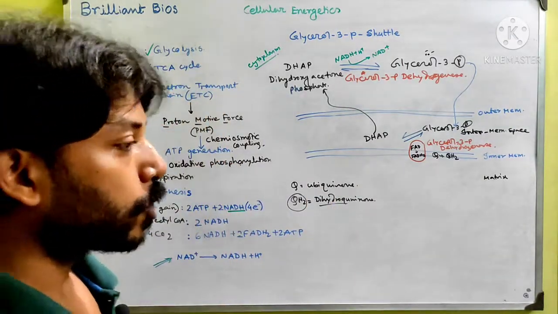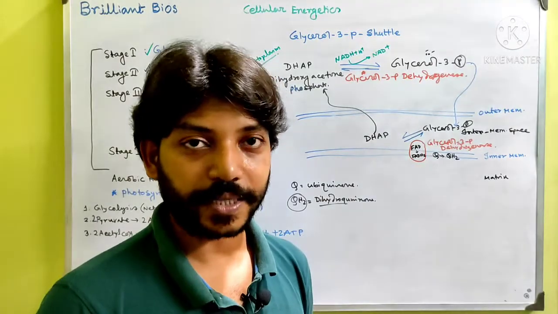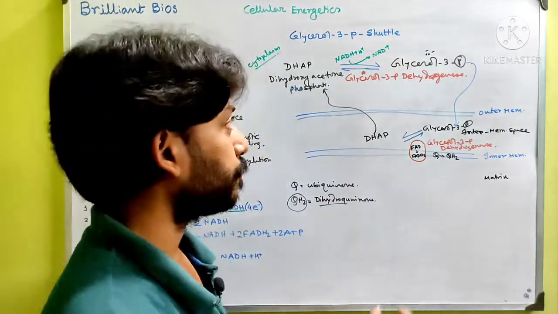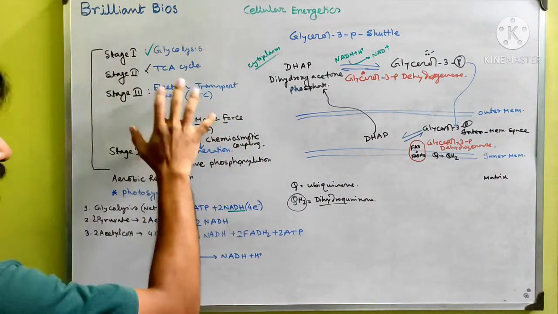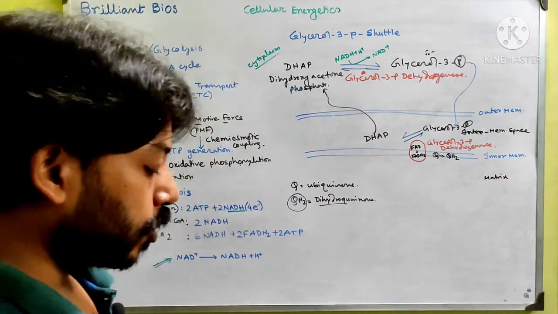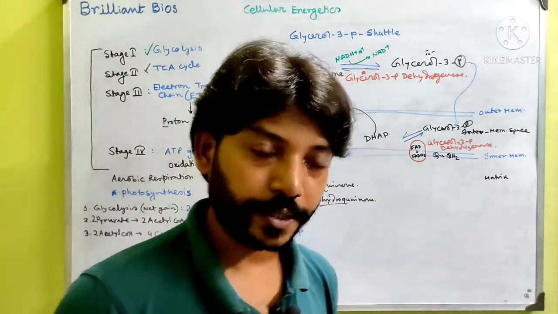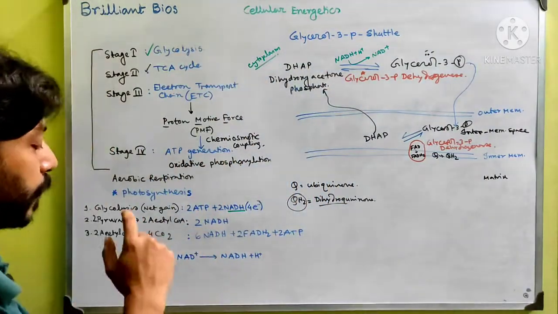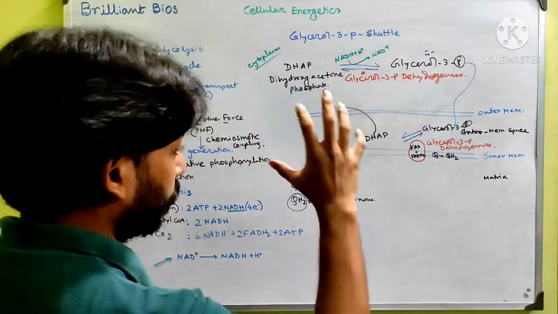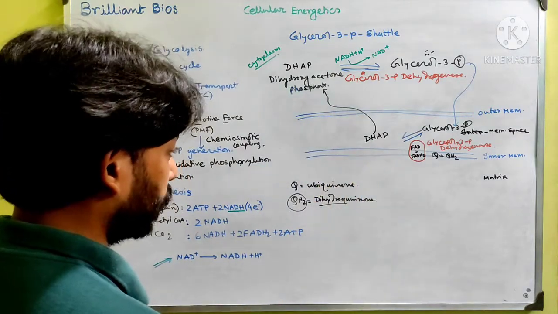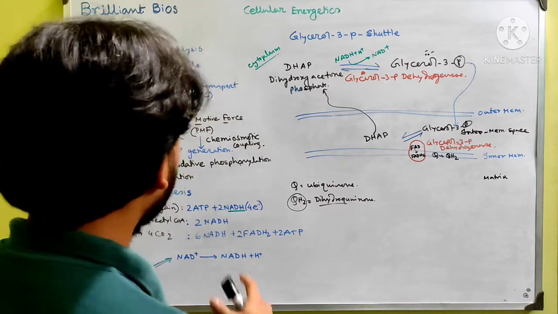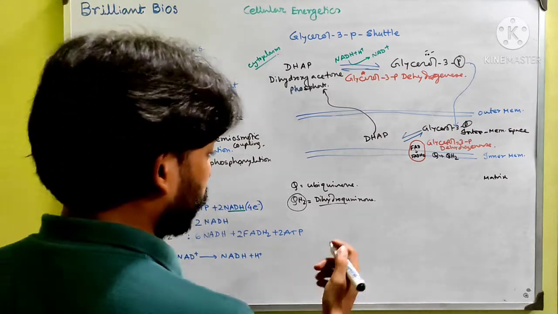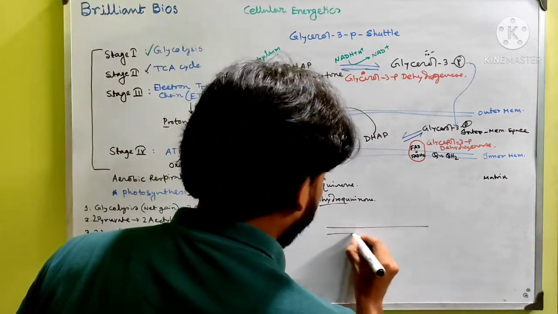Now this QH2 performs the main function in the electron transport chain. So if you want to understand this subtle mechanism in case of malate or in case of glycerol-3 phosphate, you have to understand how the electron transport chain occurs. So I will take a separate lecture on this electron transport chain, but to make this mechanism understandable, I will show you a general mechanism of this electron transport chain. I will show you just briefly.